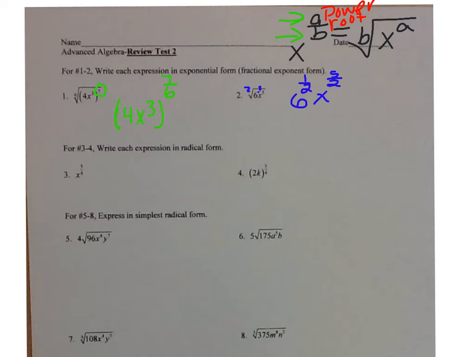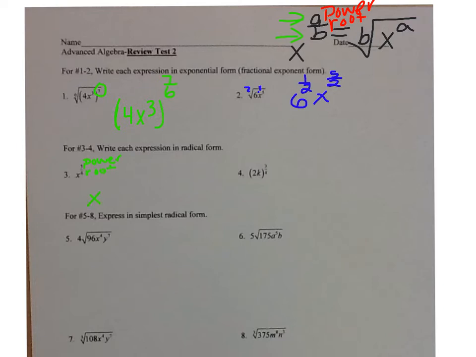All right, numbers 3 and 4, we're going to go the other way. We're going to go from exponential form into the radical form. So remember, we have power over the root. Top number is power, bottom number is root.